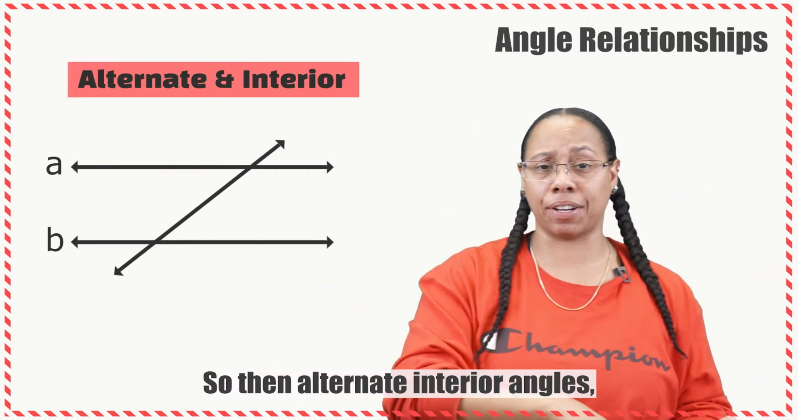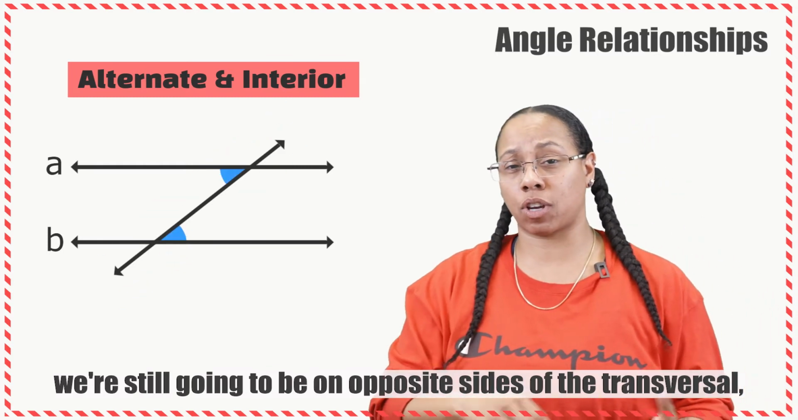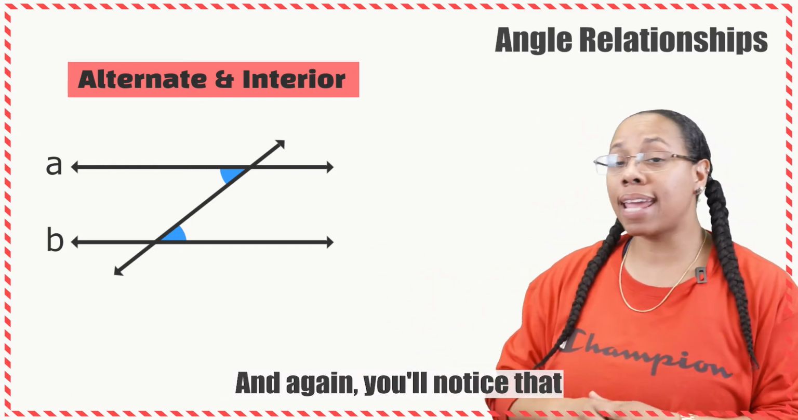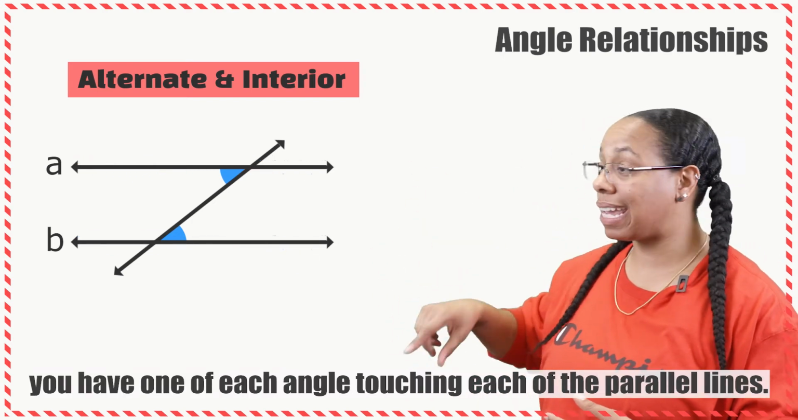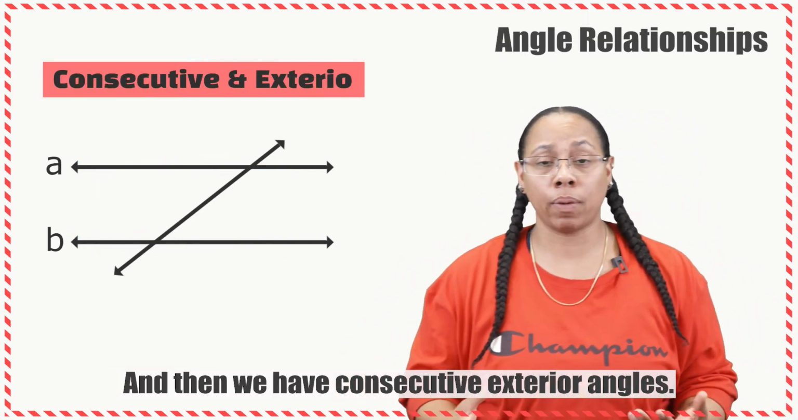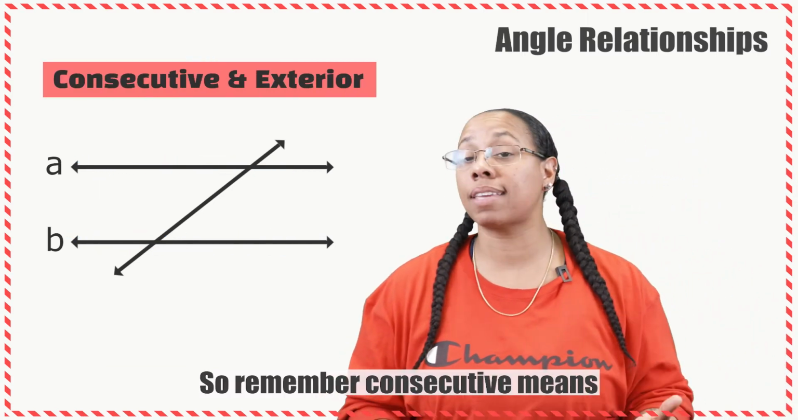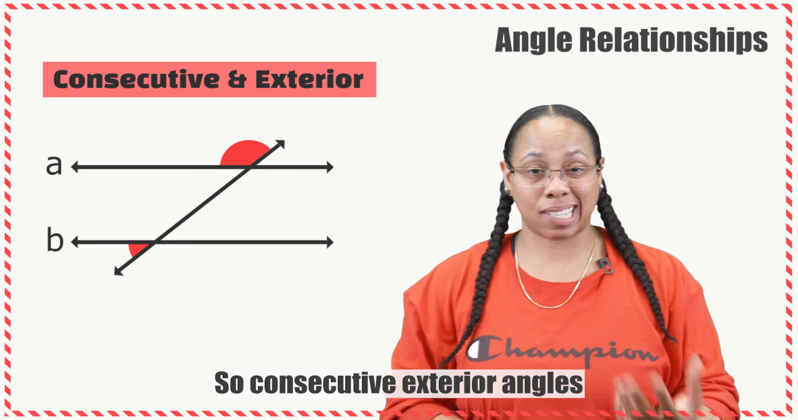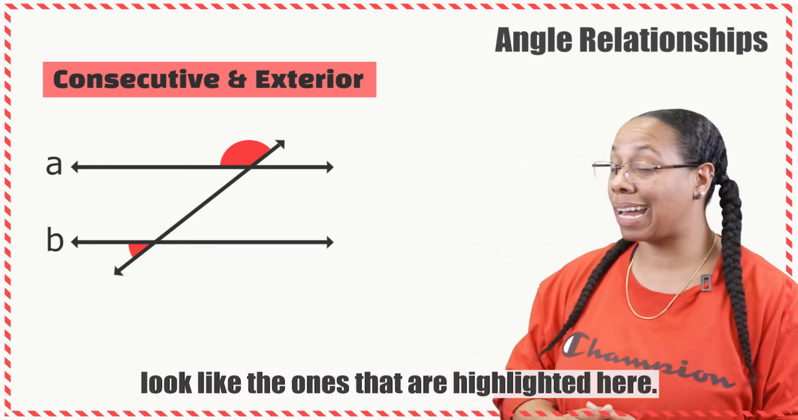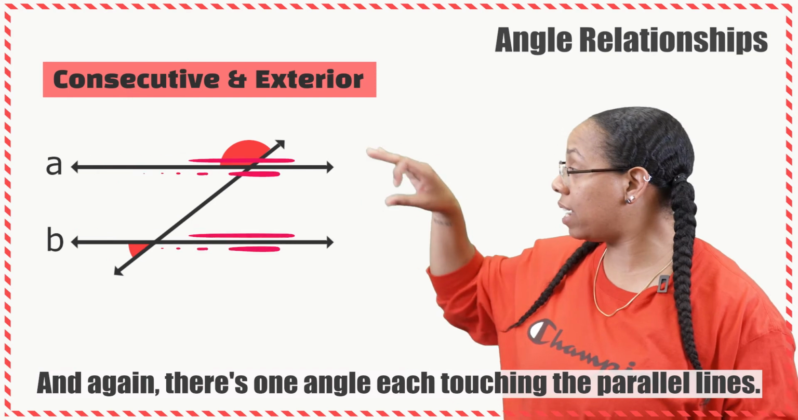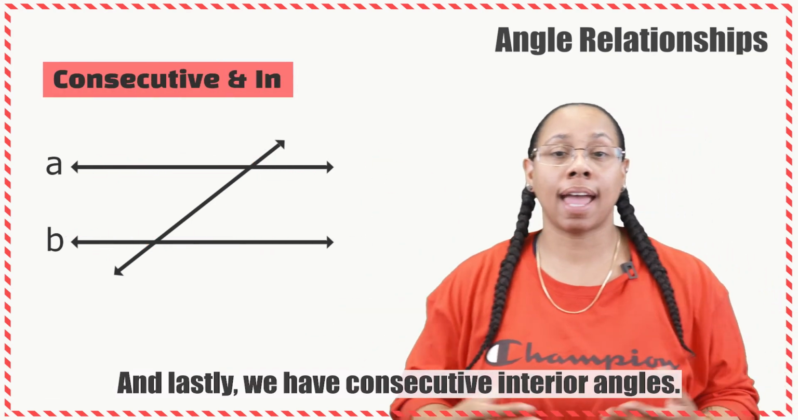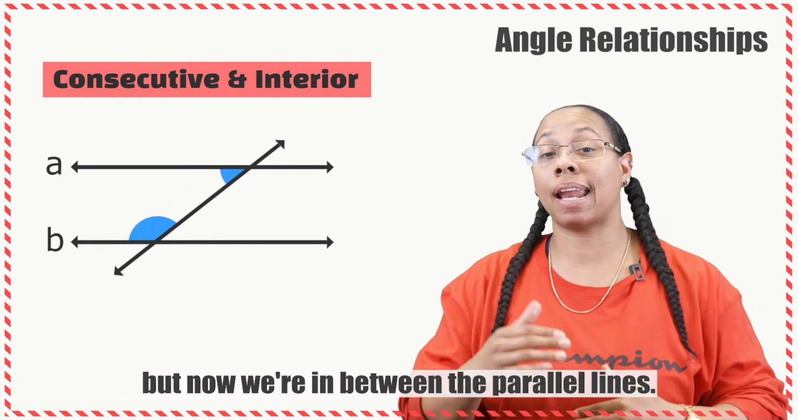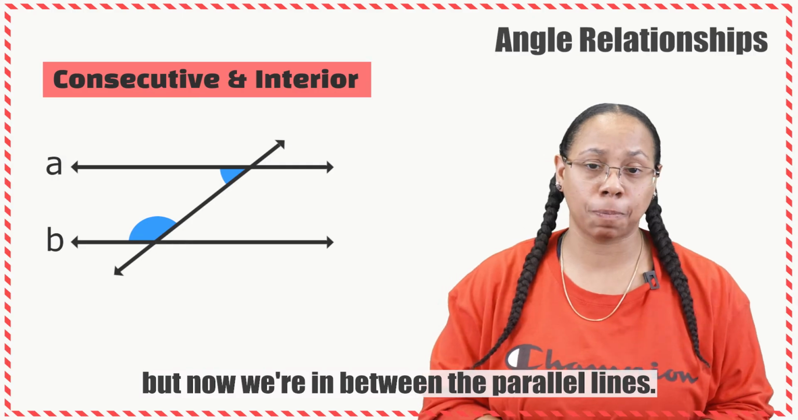Then alternate interior angles, we're still on opposite sides of the transversal, but now we're in between the parallel lines, like the ones you see highlighted here. And again, you'll notice that you have one angle touching each of the parallel lines. And then we have consecutive exterior angles. Remember, consecutive means we're on the same side of the transversal, but we're outside of the parallel lines. So consecutive exterior angles look like the ones highlighted here. And again, there's one angle each touching the parallel lines. And lastly, we have consecutive interior angles. So we're still on the same side of the transversal, but now we're in between the parallel lines.